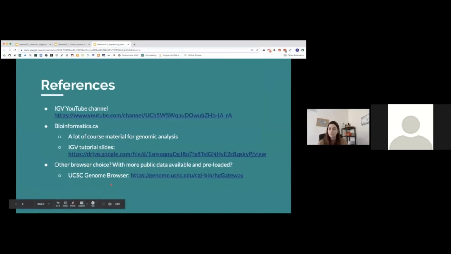The reason I use it is that a lot of the times I don't want to see my data, but I want to look at a particular region of the genome and see what the context is, if there are repetitive elements or anything like that. So Genome Browser is really good for that when you're not loading your own data. And that's it.